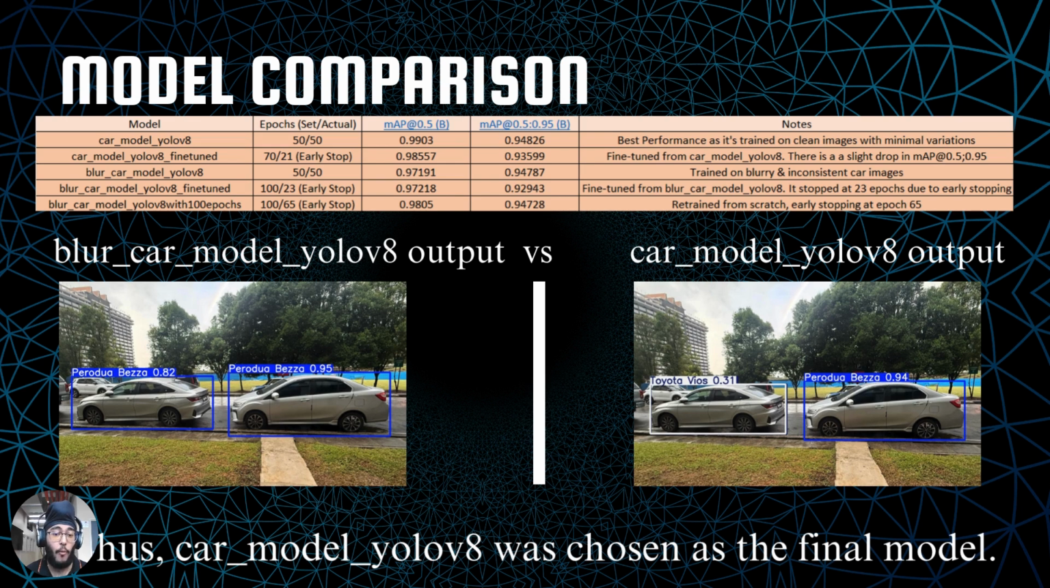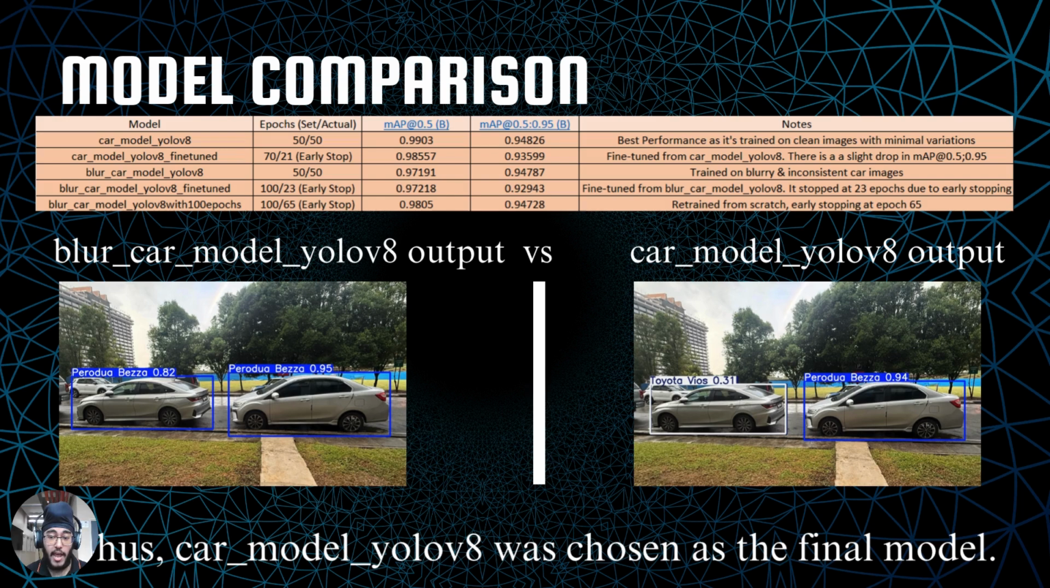performing model is the blur_car_model_YOLOv8, which has an mAP at 0.5 value of 0.97191 and an mAP at 0.95 value of 0.94787. As you can see here, this is a comparison between the blur car model YOLOv8 output versus the car model YOLOv8 output.